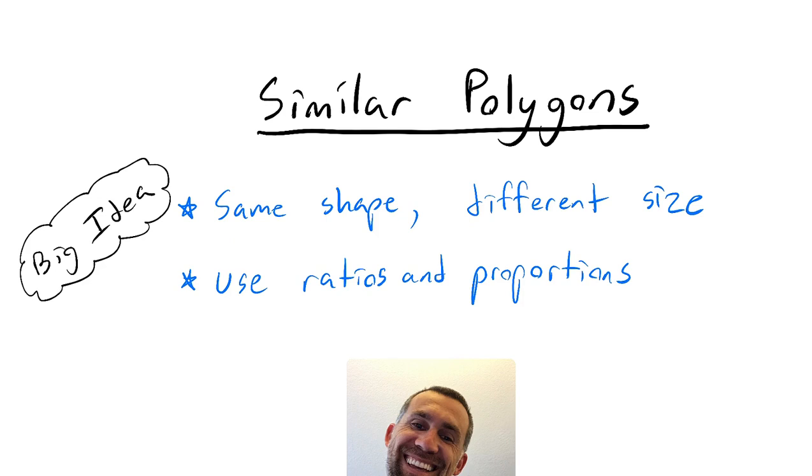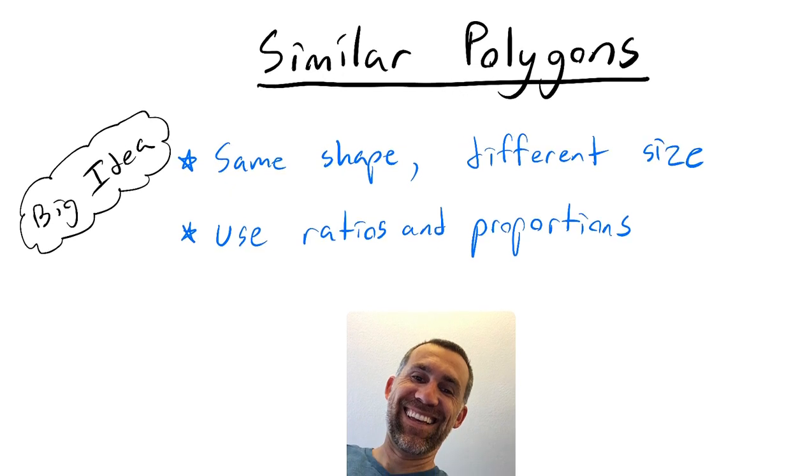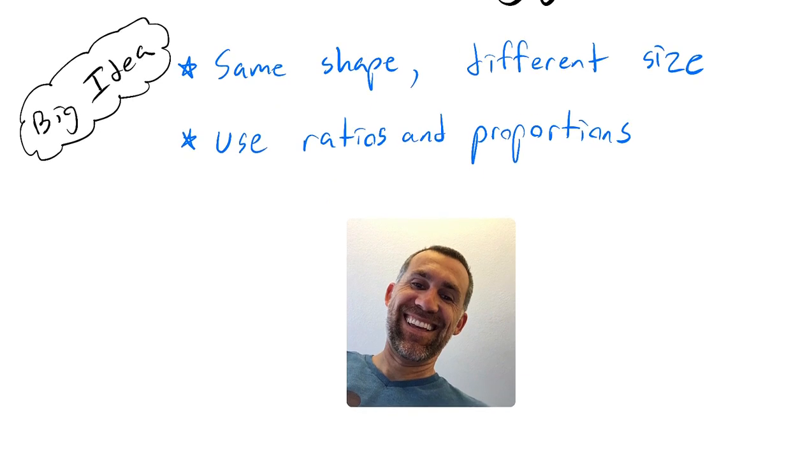Alright, let's talk about similar polygons. We established ratios and proportions in the last video. Now we're talking about similar polygons, okay? Basically, it's the same shape, different size. So we use ratios and proportions a lot.